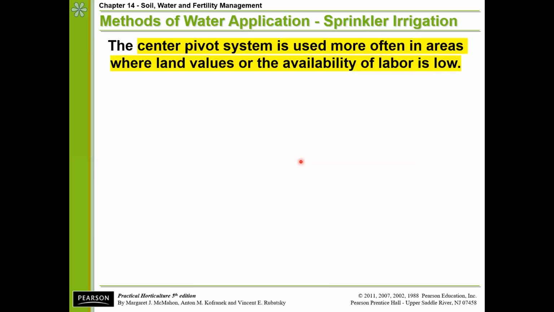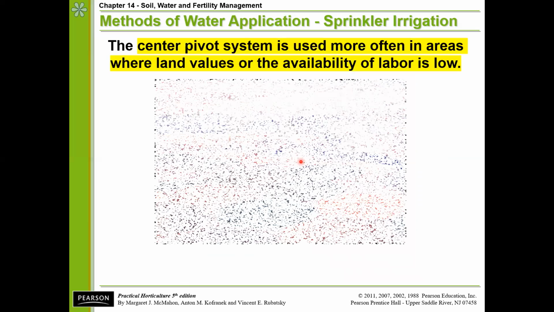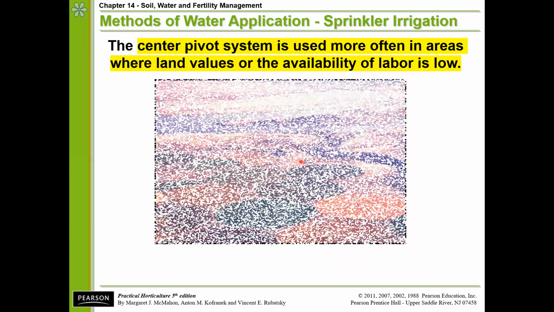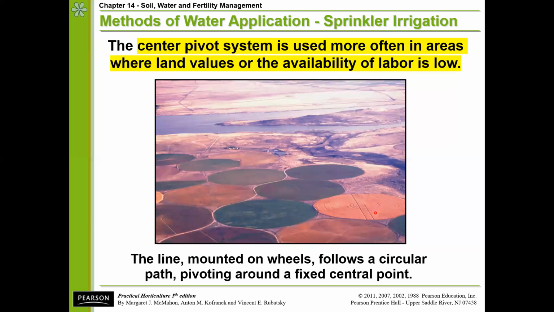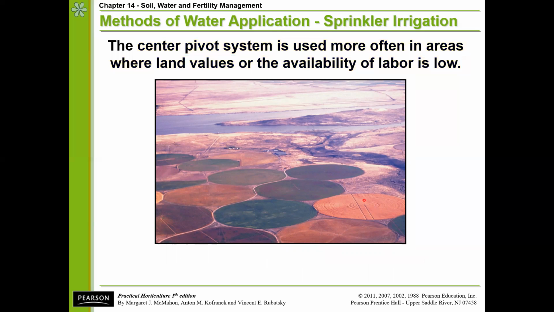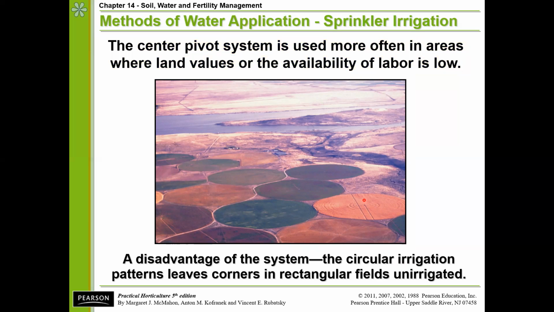If you've flown over the US at any point, flown across the country, then you've probably seen images that look like this from the center pivot system, often where land value or availability of labor is low. So it's just one line on wheels that follows this circular path around this fixed point. The downside of this is that it does leave the corners in rectangular fields unirrigated, and kind of forces you into losing a little bit of land.